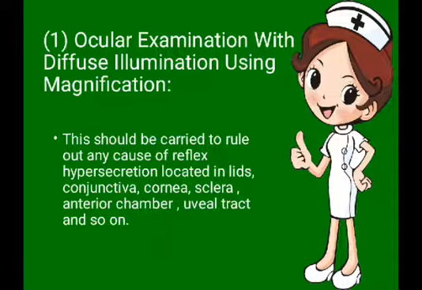Sometimes infections take place in different parts of our eyes like the lids, sclera, conjunctiva, cornea, etc. So we will find the cause of reflex hypersecretion by examining the different parts like lids, conjunctiva, cornea, sclera, anterior chamber, uveal tract and so on. In the first test we will just examine these parts.